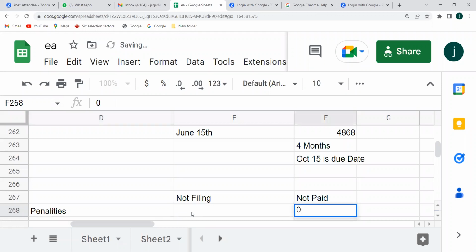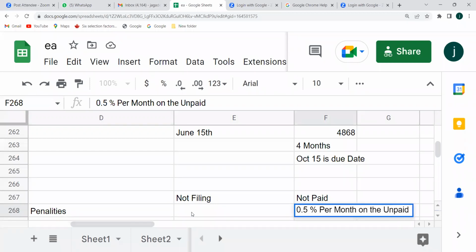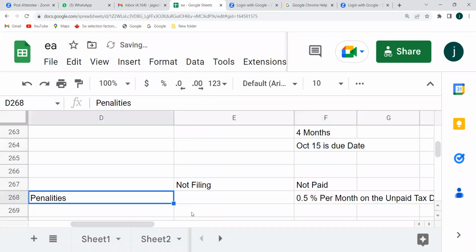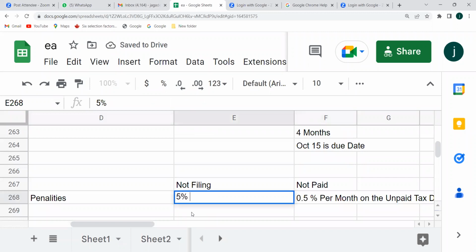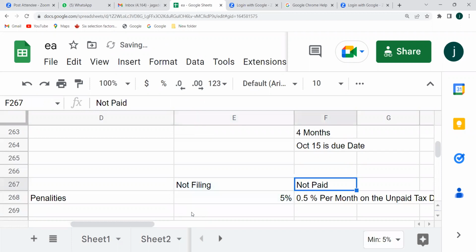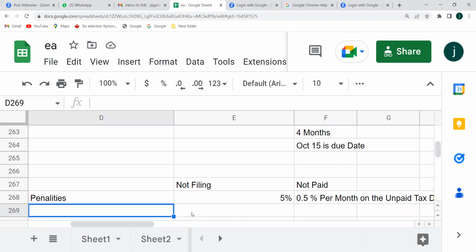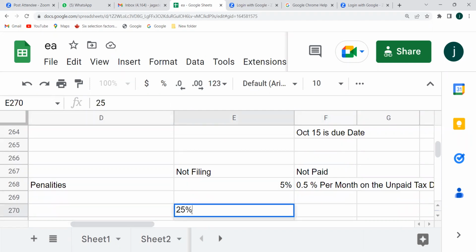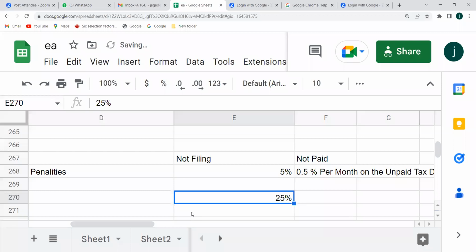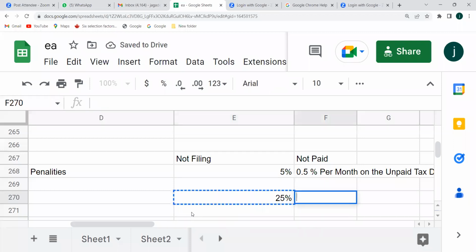So the penalties will be 0.5% per month on the unpaid tax dues. For not filing it is 5% per month, and if you are not paying it is 0.5%. So that is the difference here. The penalty should not exceed 25% in both cases, 25% of the unpaid amount only.